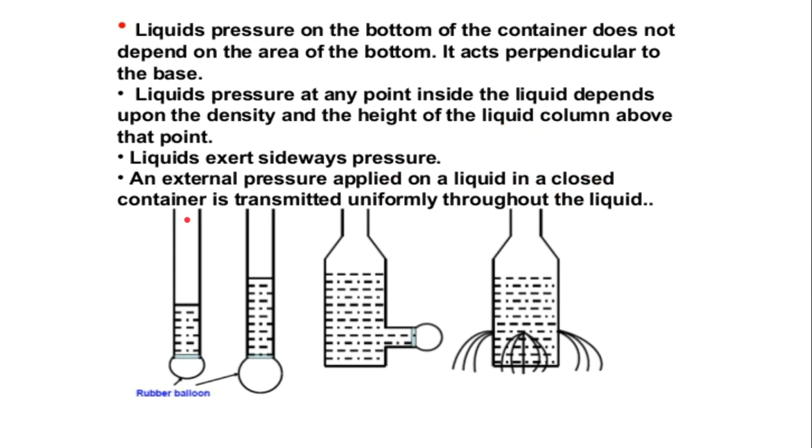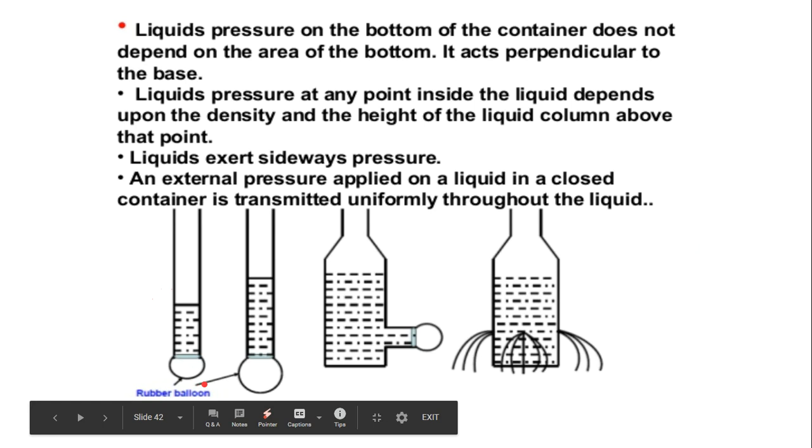Let us understand the properties of liquid pressure with the help of these figures given below. Look at the first figure. Here, a rubber balloon has been attached to a transparent pipe. There is liquid inside this transparent pipe. The bulge in the rubber balloon shows us that liquids exert pressure on the bottom of the container.